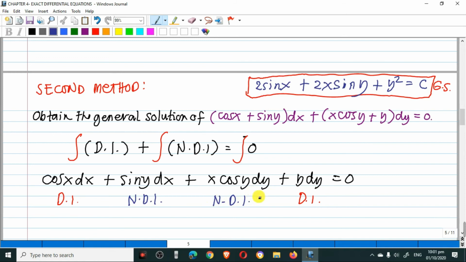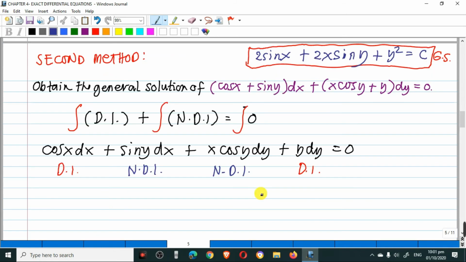So hopefully, nasusundan nyo itong aking second method. Anyway, this is already discussed sa part 1 ng ating chapter 4. So I'm just using the same solution, same process, different given lang yung ating ginagamit. So here, let us now add all the direct integrable terms and the selected non-direct integrable term.